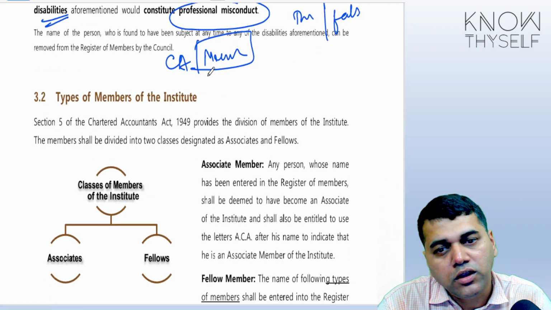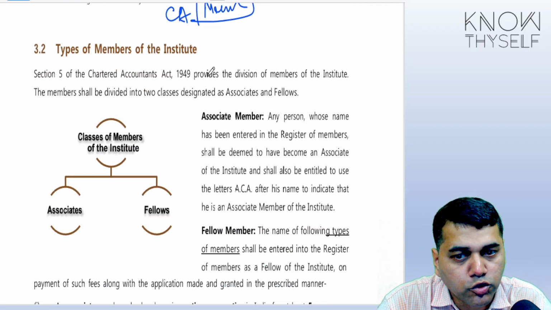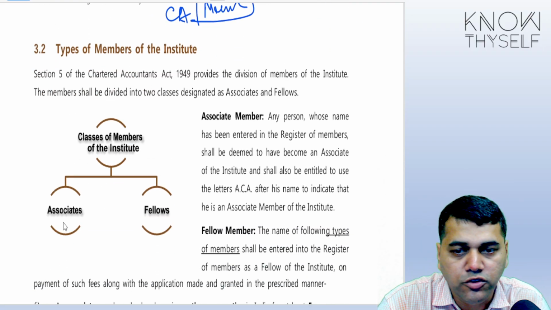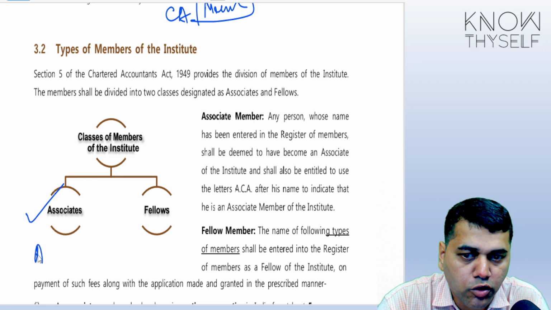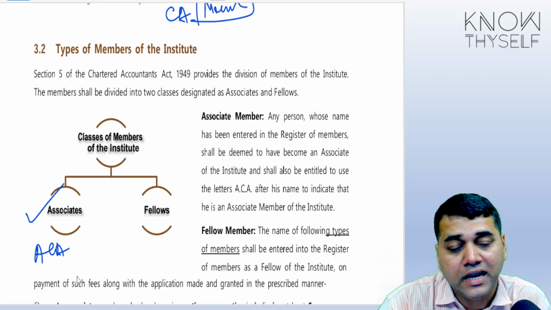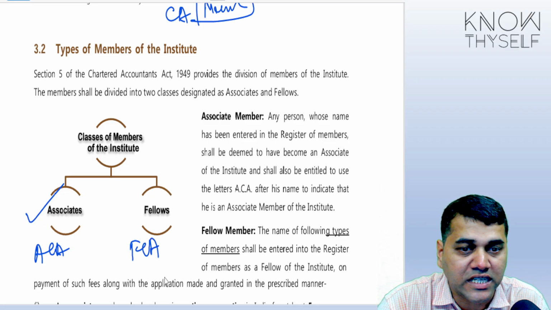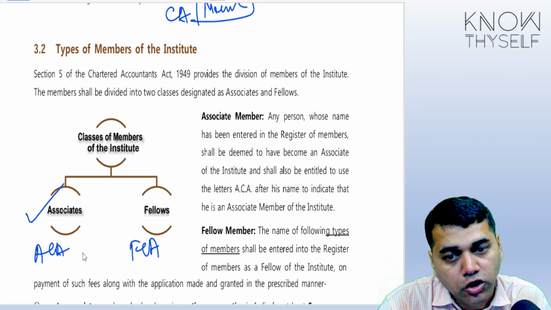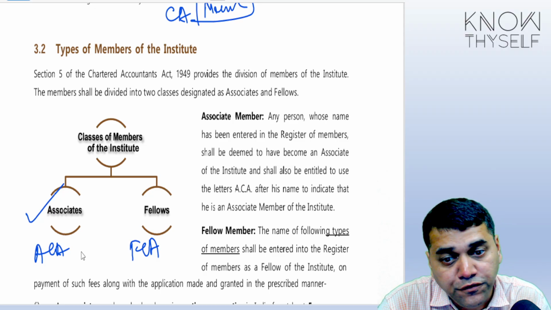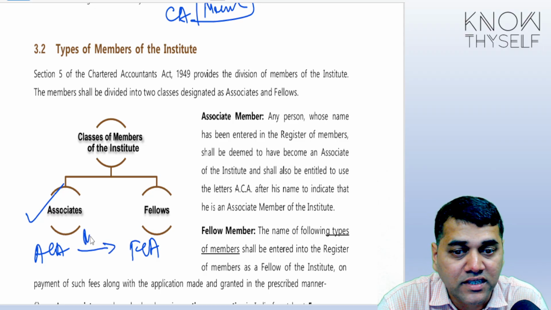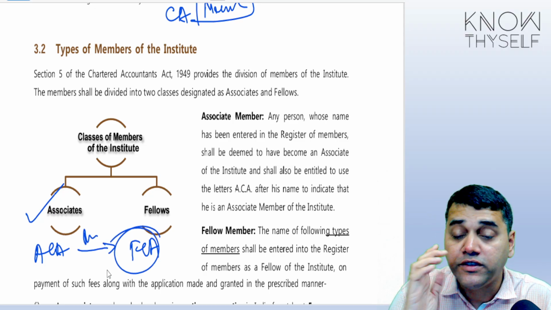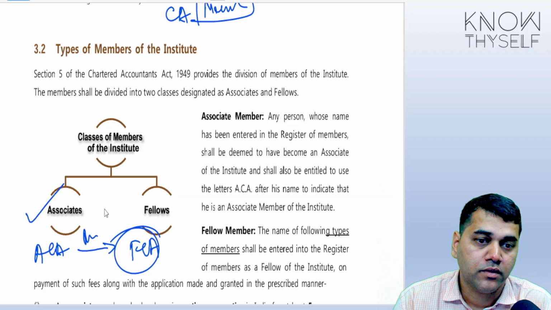Now, how many types of members are there? There are primarily 2 types of members. Immediately, you will become an associate. That's why you are called ACA. And after 5 years, you are called FCA. Okay, but there is one catch. Will you automatically become FCA? Yes. If you are a practicing CA, you will become automatically FCA with the 5 years of practice.